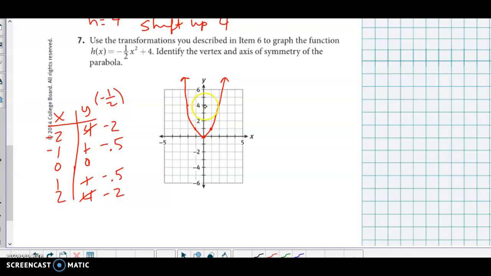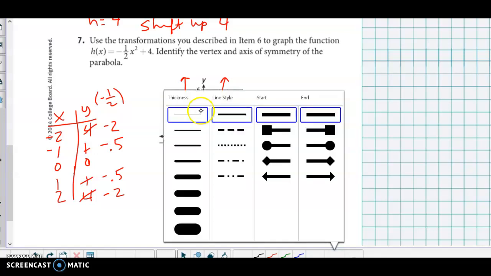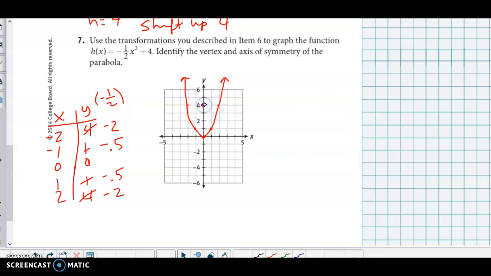Let me change my color to purple so we can see the new one. We're going to start way up here at 4, and now we're going to go to the left 2 and down 2. We're going to the right 2 and down 2. And then we can go to the right 1 and down 1/2 and left 1 down 1/2. So you can see this is wider. It is a vertical compression. Identify the vertex. The vertex, the HK, our purple, is 0, 4. The axis of symmetry is x equals 0.